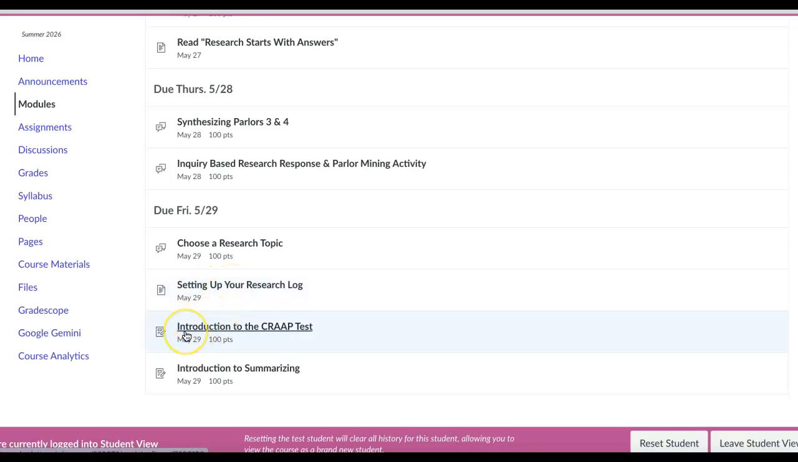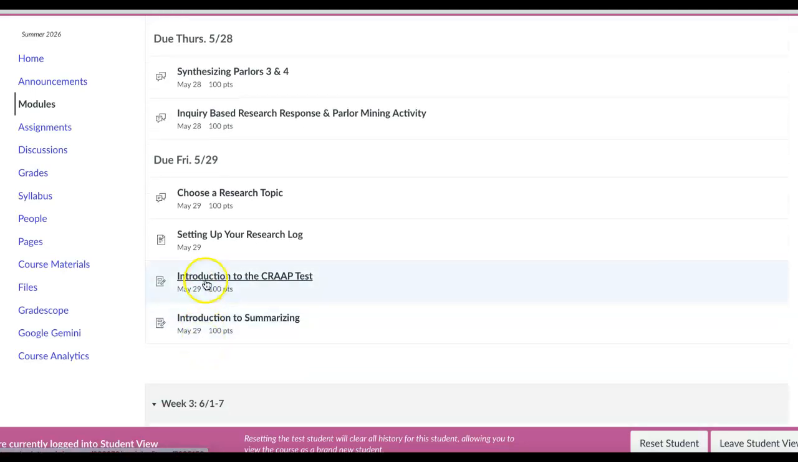And then you have the introduction to the CRAP test and summarizing. These two assignments are meant to prepare you for what you'll be doing for each research log. You will be doing something called the CRAP test and a summary for each research log. These will teach you exactly how to do those.